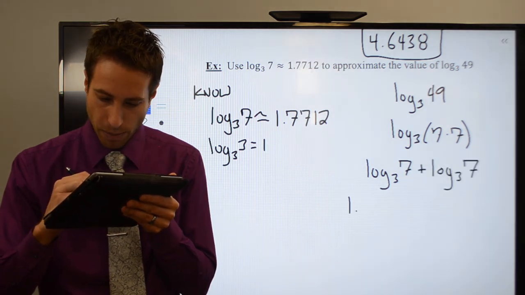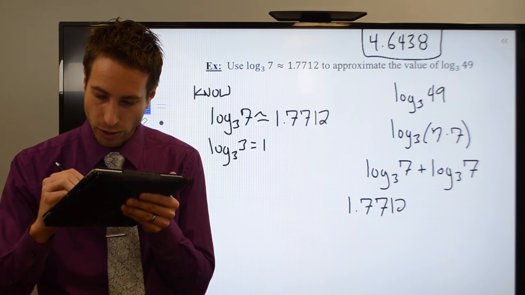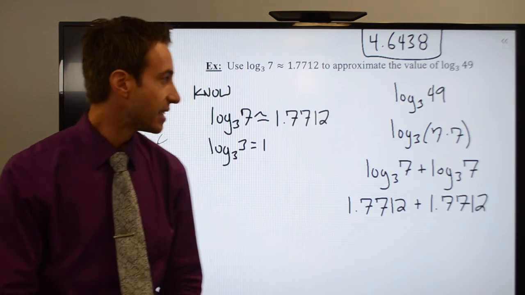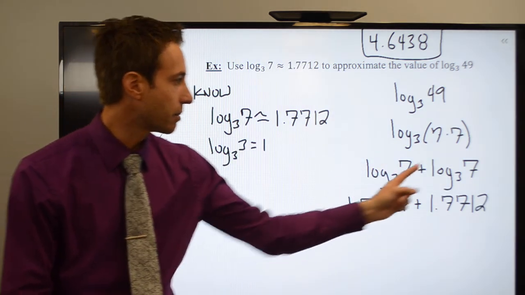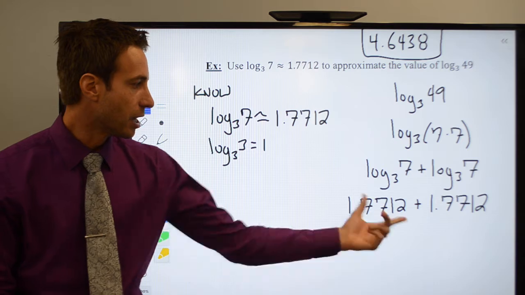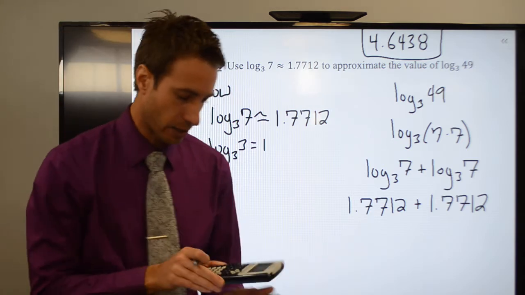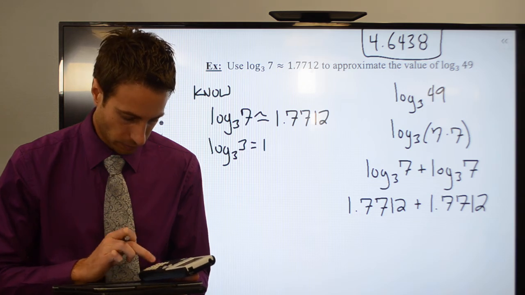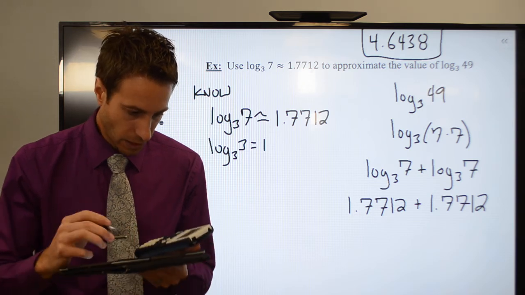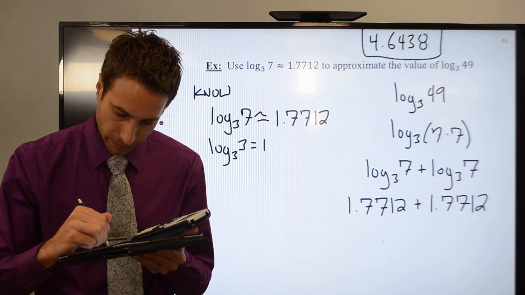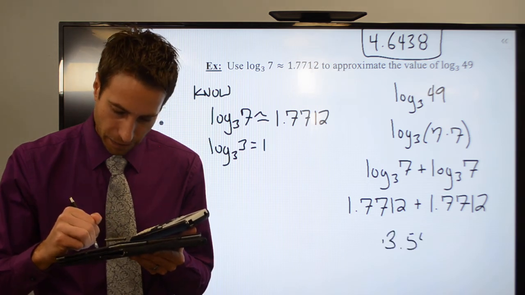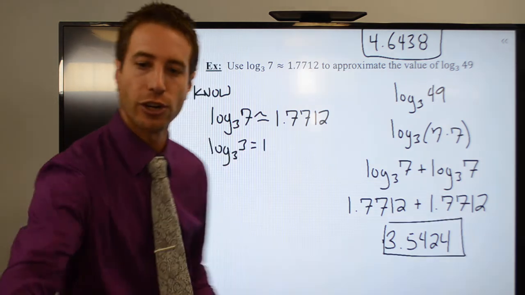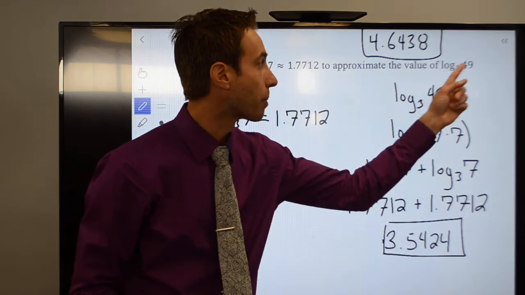Which means I wind up with 1.7712 plus 1.7712. Since I know the log base 3 of 7, it was given to me. You go ahead, add those guys together. I got a calculator right here. Let's see what we get. Should get 3.5424 as your answer. Again, you can certainly just double check that by plugging log base 3 of 49 into your calculator.